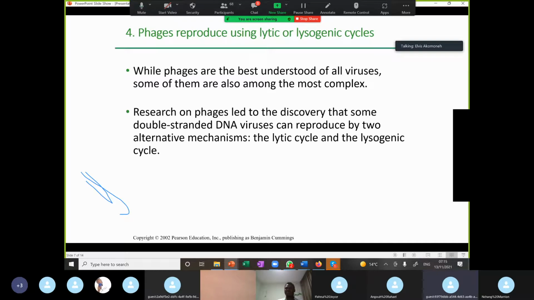So why is this important to us? The manner in which a virus infects a cell determines whether the host cell dies or survives after this infection.